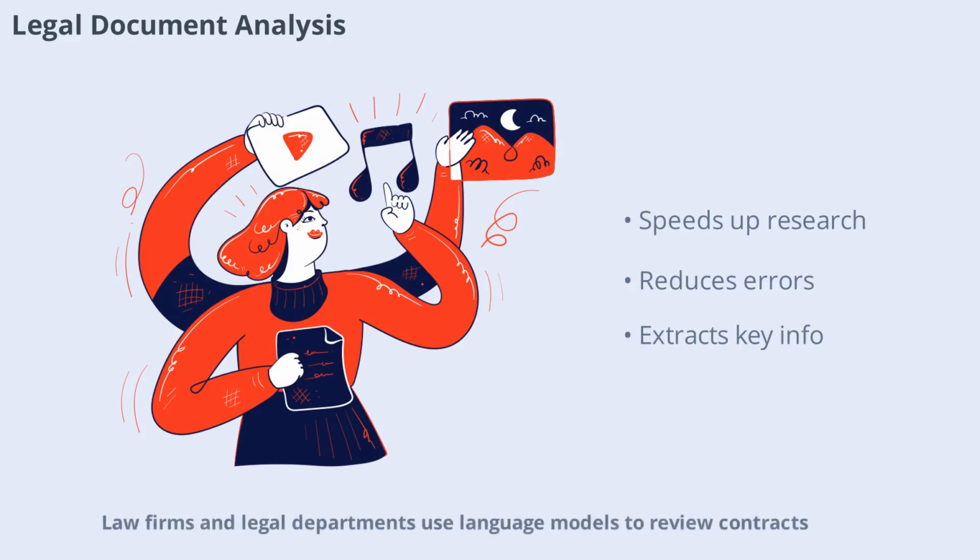Law firms and legal departments use language models to review contracts, analyze case law, and extract key information from lengthy documents. This automation speeds up legal research and reduces the risk of human error. By quickly identifying relevant clauses or precedents, language models help lawyers make informed decisions and provide better service to clients.